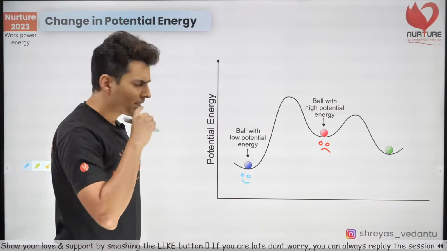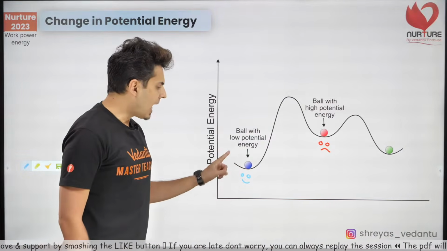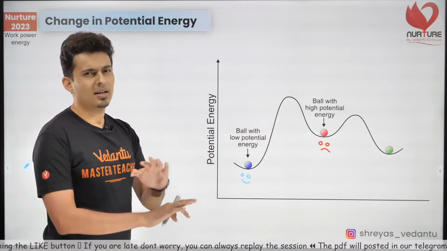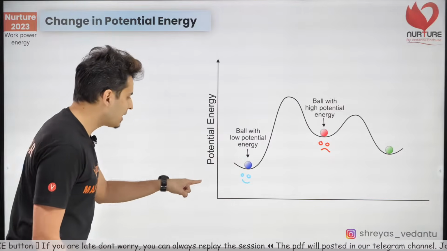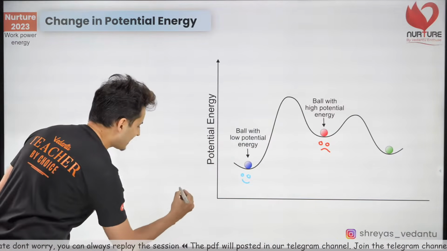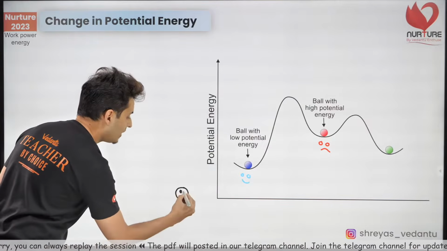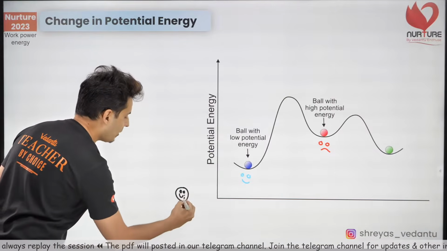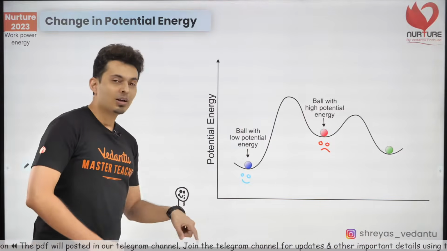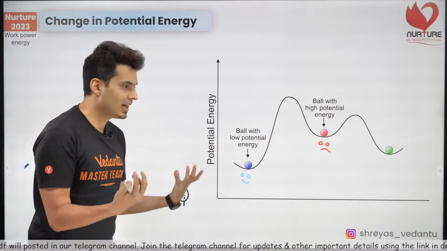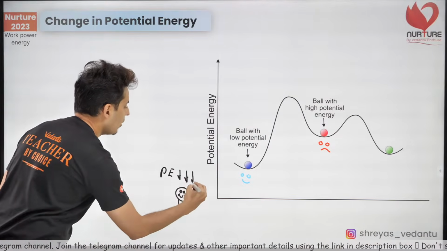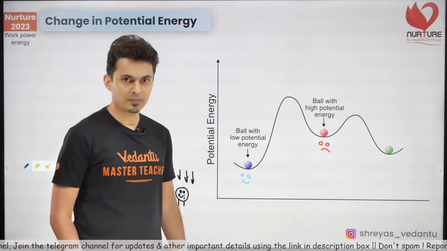Now you will ask, sir, is this blue ball happiest out of all the balls available in the world? Well, definitely not, because there might be a ball even below this. Maybe you have a ball somewhere over here, and that ball will be even more happy. Probably it will be crying out of happiness. So the lower you go, the more happy you get, and the potential energy decreases even more. I hope that makes sense.